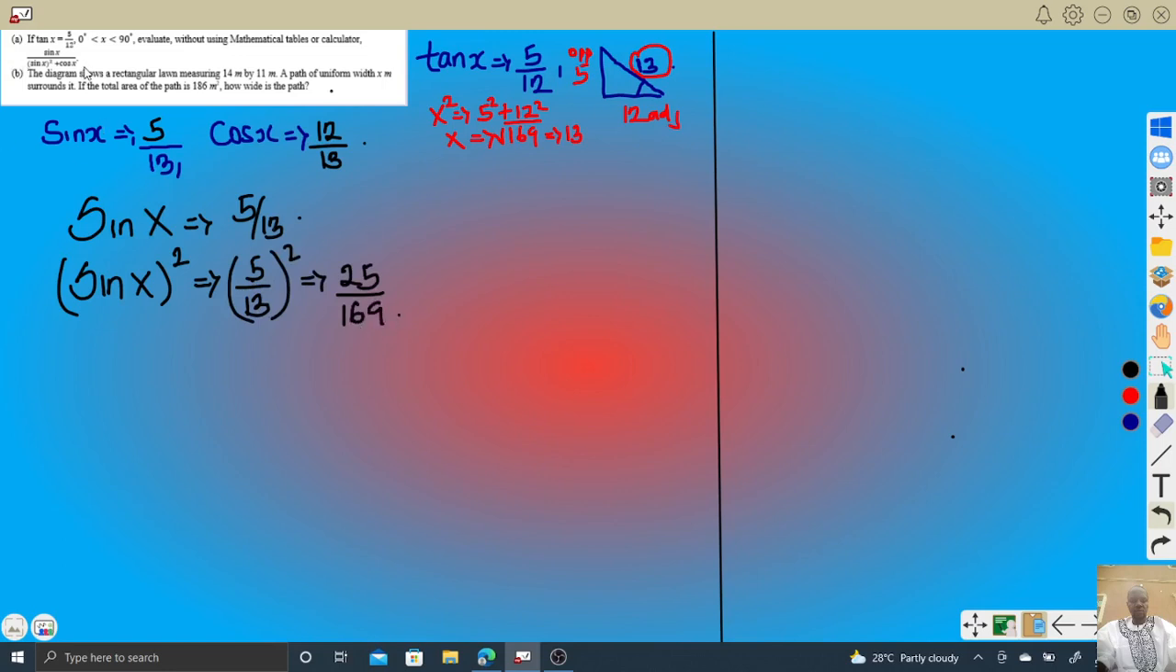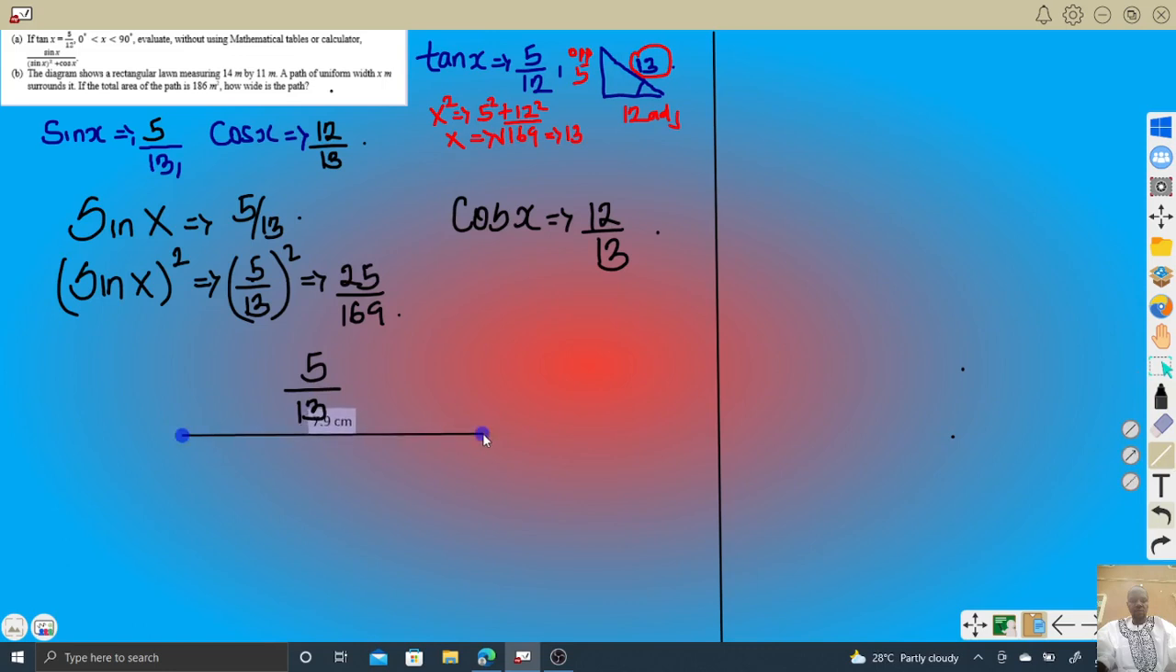We have to find the last one, which is cos x, 12 over 13. So let's substitute into the line of the question. The question says sine x, which is 5 over 13. We are dividing that with, I'm following the line of the question now, sine square x, which is 25 over 169 plus cos x, which is 12 over 13.